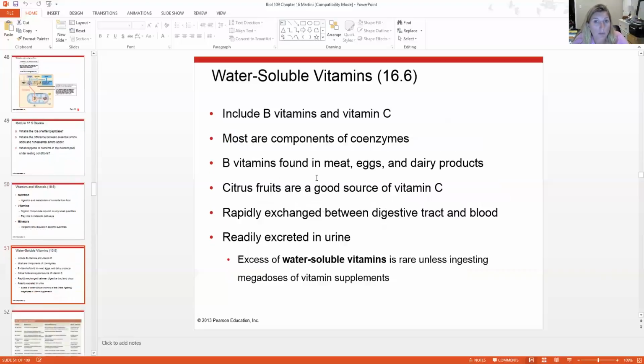We have water-soluble vitamins. These include the B vitamins and vitamin C. They're usually components of coenzymes. B vitamins are found in meat, eggs, and dairy. Citrus fruits are a good source of vitamin C as well. They're rapidly exchanged between the digestive tract and blood because they're water-soluble, and they're readily excreted in the urine. Having too much water-soluble vitamin in your body is pretty rare unless you're taking mega doses of multivitamins, like 20 multivitamins a day.